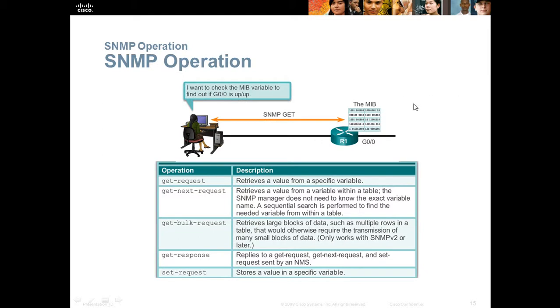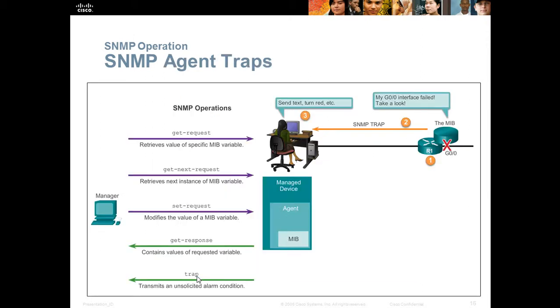SNMP operation: SNMP provides different operations, such as a get request. This retrieves a value from a specific variable. Get next request retrieves a value from a variable within a table. The SNMP manager does not need to know the exact variable name. A sequential search is performed to find the needed variable from within the table. Get bulk request, get response, and set request. So these are the various operations that can be configured on an SNMP server.